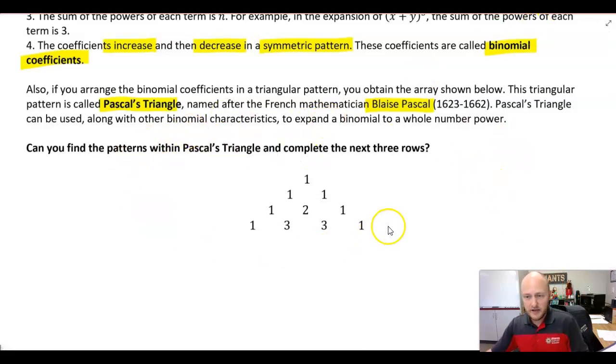So here are the first 3 rows. I guess they don't count the number 1 in the top. The first 3 rows of Pascal's triangle. What patterns do you notice? And then, can you expand and find the next row? I challenge you. I'm going to pause the video, see if you can notice a pattern, guess what that next row is, and fill it in. And I'll show you the answer here in a second.